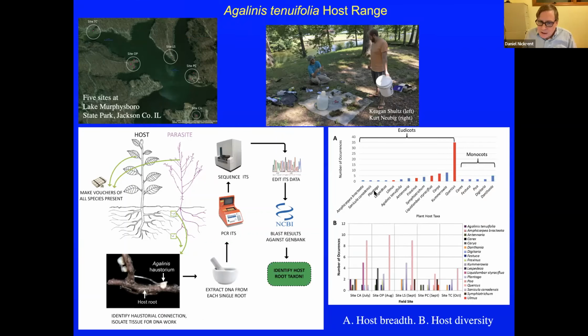So here are the results. It occurs on a lot of different things. You see Plantago, Lespedeza, Antennaria, Fraxinus, but boom, Quercus. Lots and lots. It even grows on some monocots, but it seems to prefer Quercus.